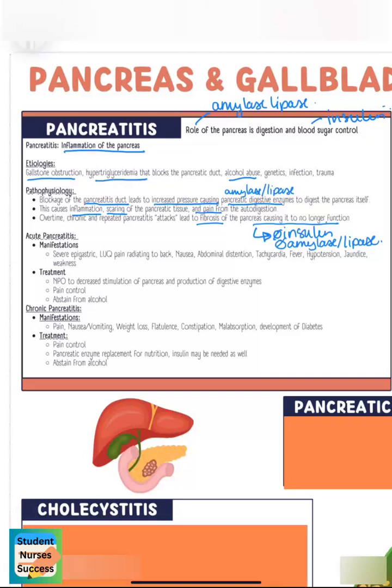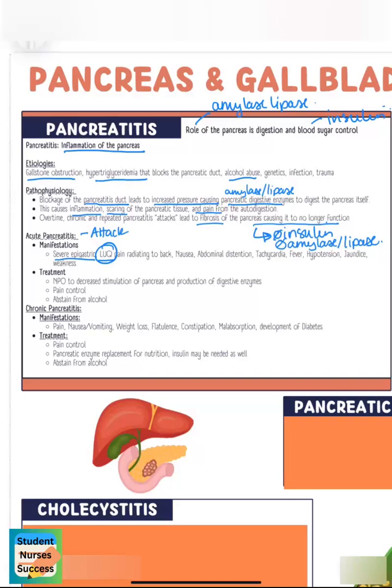Now, we divide pancreatitis into two: acute pancreatitis and chronic pancreatitis. Acute pancreatitis would just be a pancreatitis attack. It's kind of like a single attack, although you can have multiple of these attacks over time. In an acute pancreatitis attack, patients experience severe epigastric or left upper quadrant pain because that's where the pancreas is located, and sometimes it can radiate to the back.